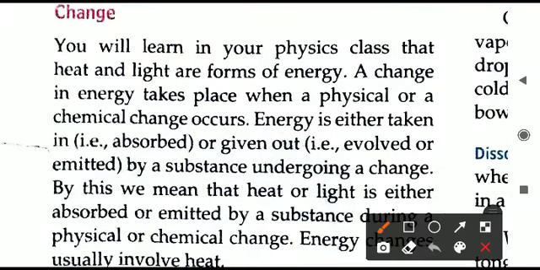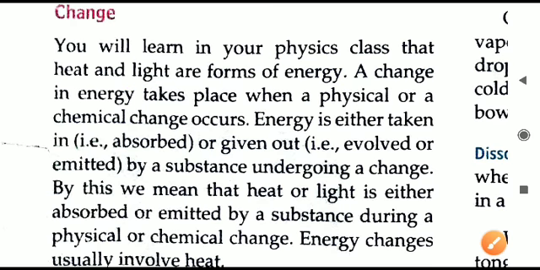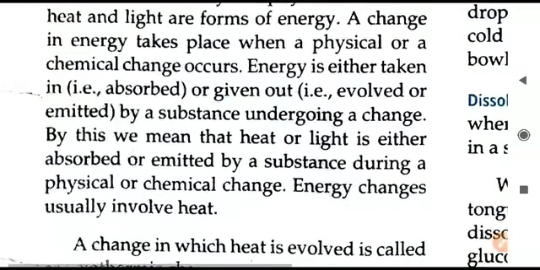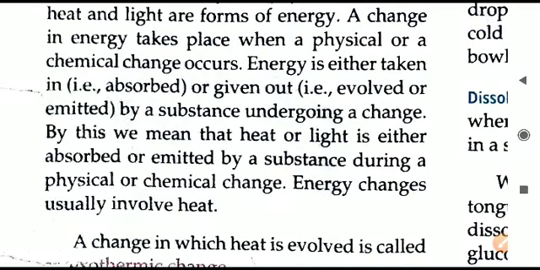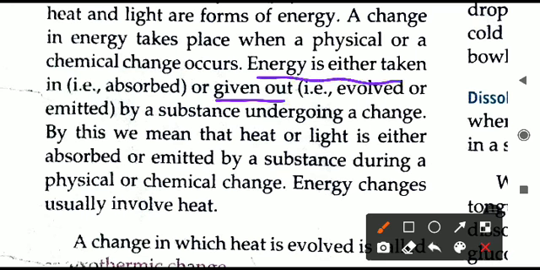So already you should know that heat and light are two forms of energy. Heat as well as light is a form of energy, and this energy transformation takes place whenever changes are taking place in our surroundings. So whether it is a physical change or a chemical change, whatever type of change is going on, energy is either taken in or given out.